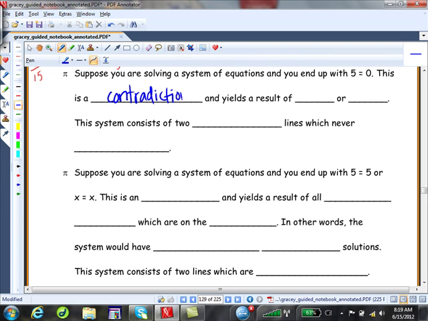It yields a result of either the empty set, which I prefer to use, or you can denote it like that. This system consists of two, what kind of lines? What kind of lines never cross? Good, parallel lines. And they never intersect.